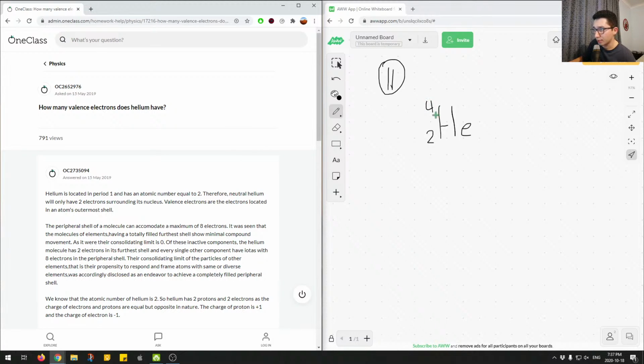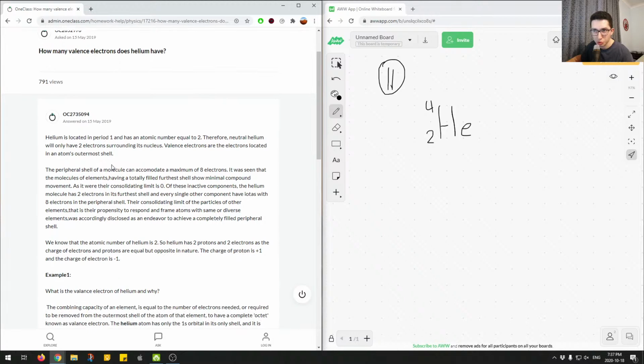If you look at the periodic table, helium has an atomic mass of 4 and an atomic number of 2. To figure out the number of electrons in the valence shell, you can just look at this number over here. Since we have 2 protons, we'll have 2 electrons, and that's an easy way to do it for helium. For other atoms, you might have to look at the columns to determine the number of valence electrons.